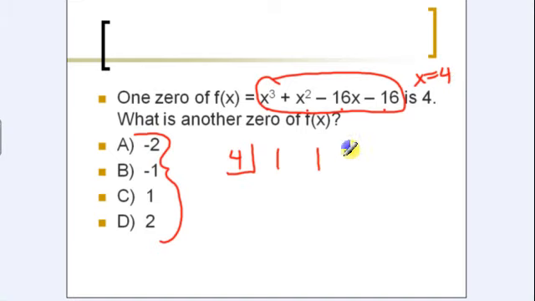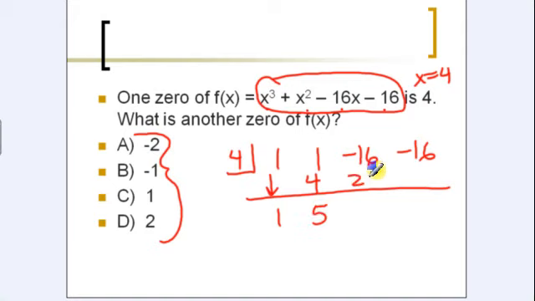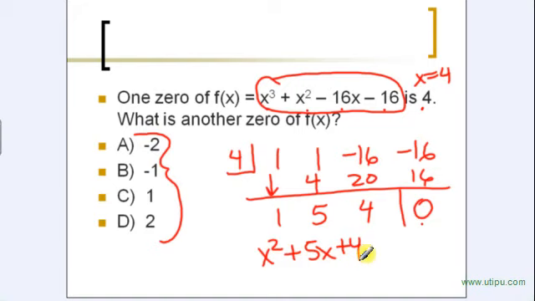1x cubed, 1x squared, minus 16x, minus 16. And again, let's add, multiply, add, multiply, add, multiply. And I get a remainder of 0 as I should because we were told that 4 is a 0, meaning remainder 0. Now I can put x squared plus 5x plus 4. And now I'm down to a trinomial that I can factor into two binomials. Or at this point, I could even start testing my numbers, plug them in and see which one will equal 0 when I plug it in.